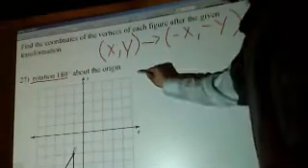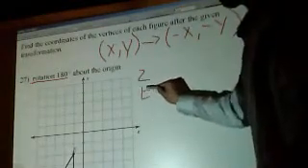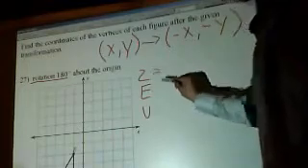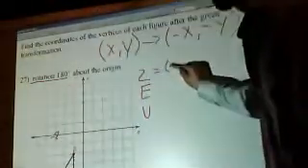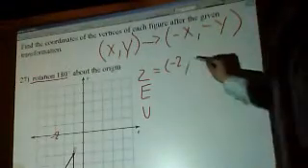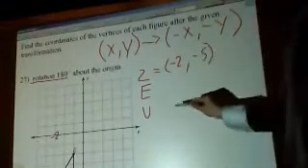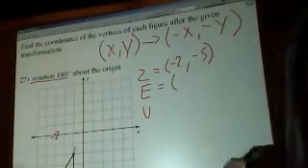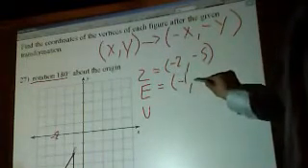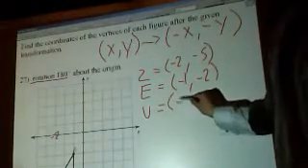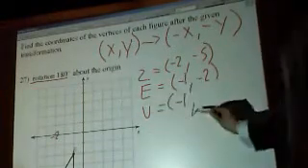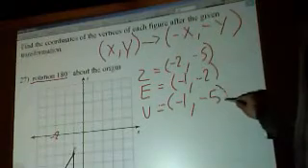So, we're going to name our points. We got Z, we got E, and we got U. Okay? Z is the point negative 2 in x, right? And then y is negative 5. Alright? E is the point negative 1 in x and negative 2 in y. And U is the point negative 1 in x, but it's all the way on negative 5 in y.